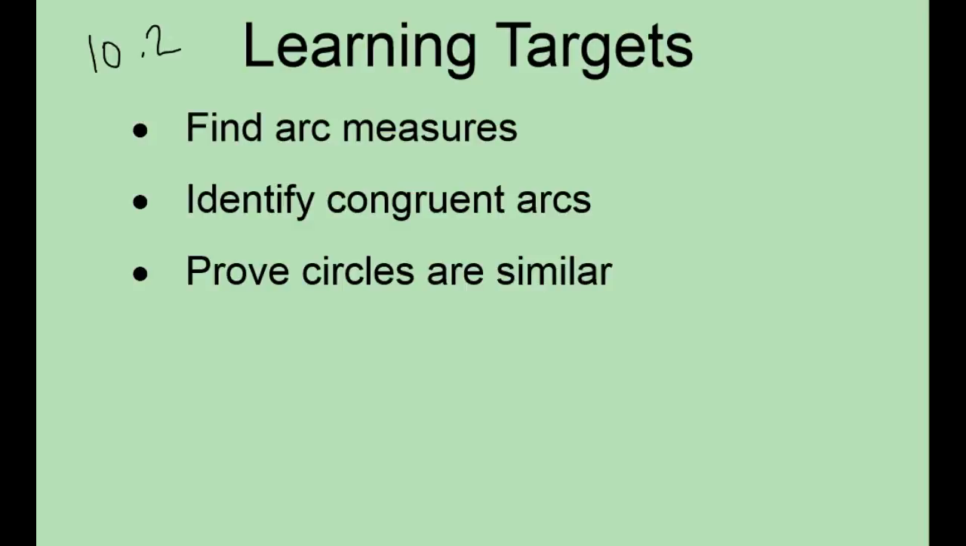So we're going to look back at our learning targets. Our first one was to find arc measures, which we were able to do using central angles of circles. Then we identified congruent arcs, and we found out that arcs are congruent if they have the same angle measurement and the circles are congruent. Then the third thing we just need to know and prove is that all circles are similar. So now that we've worked through these learning targets, go ahead and work on the homework for 10.2.